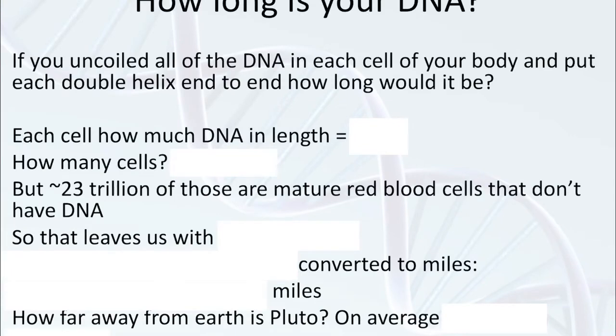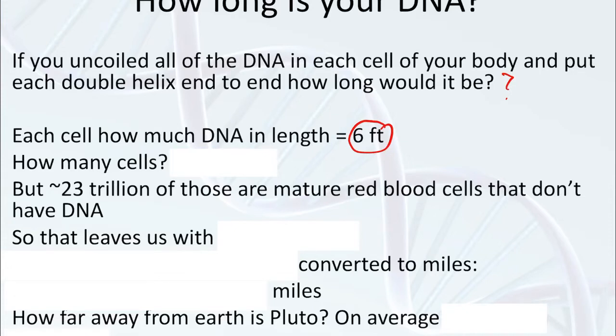So let's jump into a little bit about the nucleus of a cell. One interesting thing, this is just for fun, but I think it's quite fascinating. If we uncoiled all the DNA in each cell of our body and put each double helix end to end, how long would it be? Well, how much DNA do we have in each cell? We have 6 feet of DNA in each cell. If we put all the DNA end to end, it'd be 6 feet long.